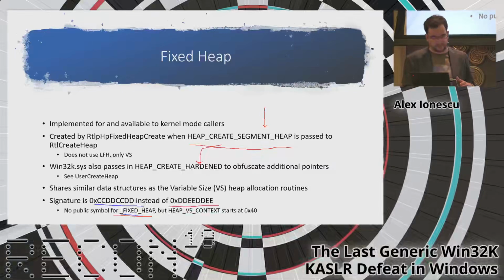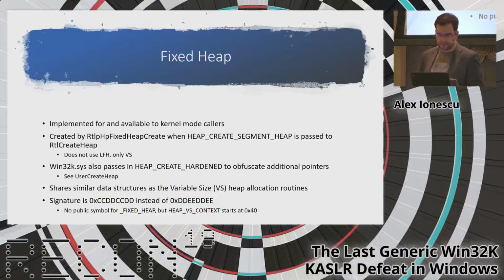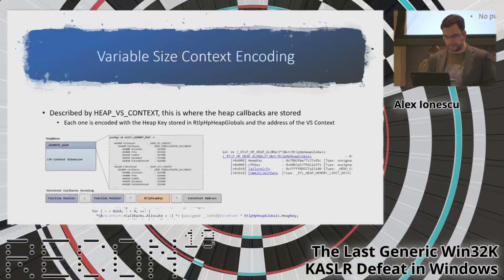So this tells you that you're looking at a fixed heap in the kernel versus a LFH segment heap in user space. But both of those data structures have inside of them a heap VS context, which is the interesting thing we're going to be looking at, the variable size context. And in the case of the fixed heap, it starts at offset 40. So once you know that data structure is at offset 40, everything then in public symbols kind of works out, and you can start looking at it.